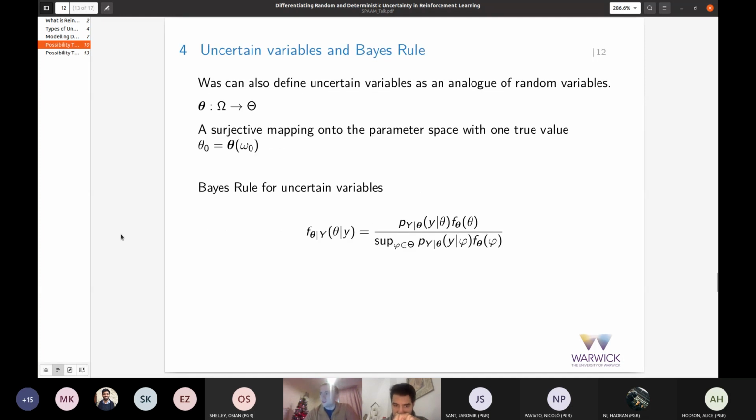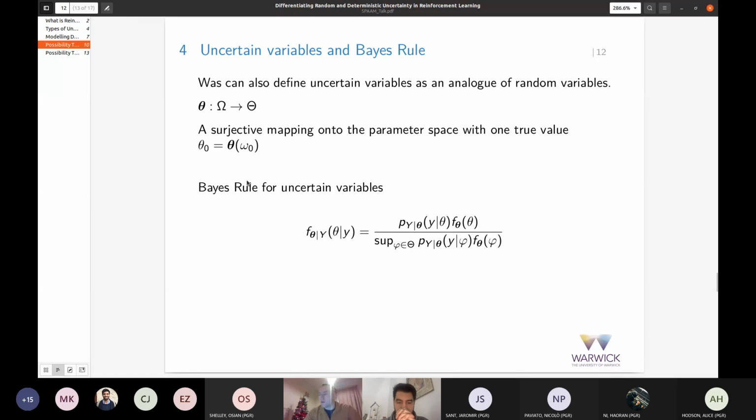Then we can define uncertain variables as an analog of random variables, but here they're just surjective mappings onto the parameter space, because we have no measurability conditions anymore because we got rid of that. And we have one true value, which reflects what we know about deterministic uncertainty. There is one true value.